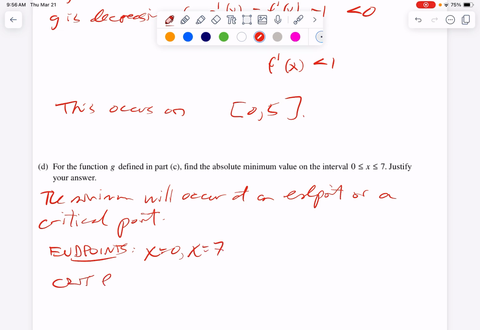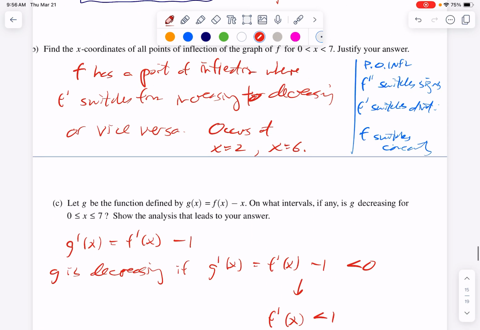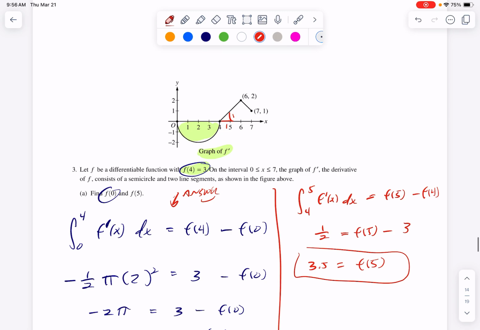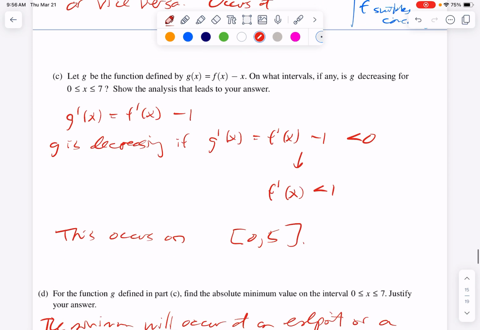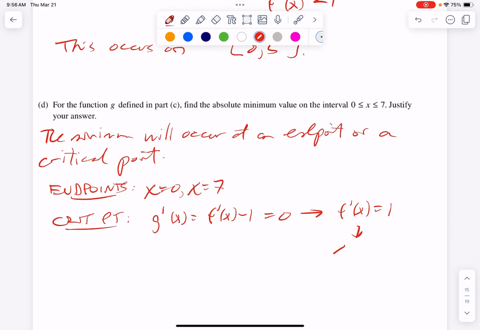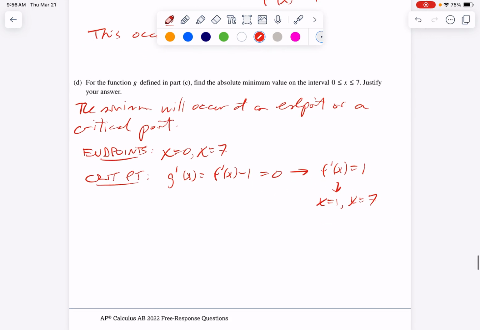Our critical point would be where g prime of x, which is f prime of x minus 1, is equal to 0, which means f prime of x is equal to 1. We basically did this analysis already. And that occurs at 1 and 7. X equals 7 is already an endpoint. So basically, we have 3 things we want to figure out.